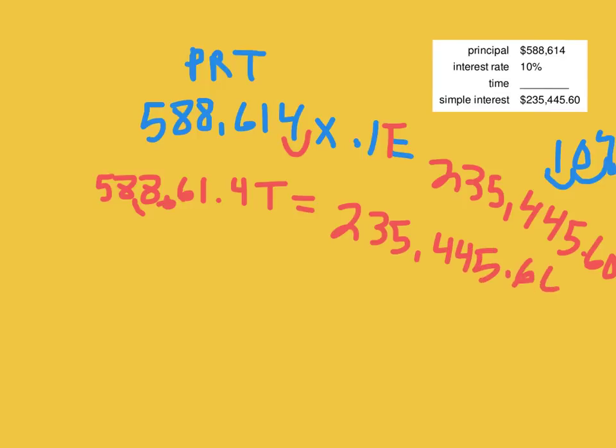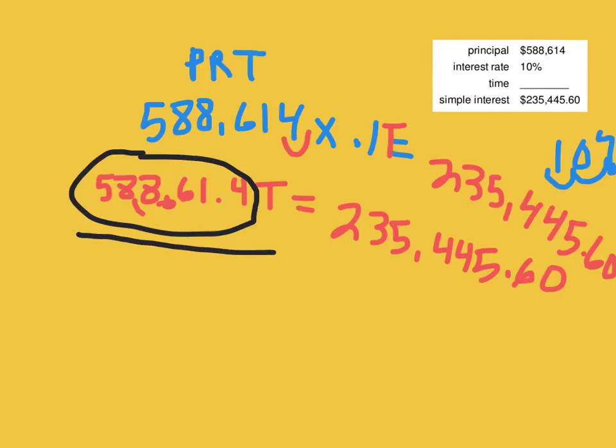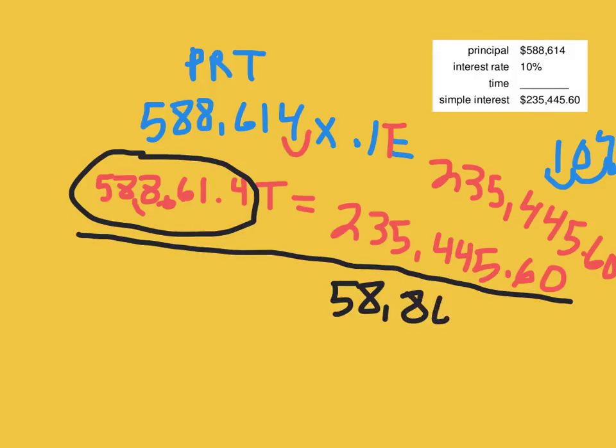235,445.60. Okay. Final step in this equation is we got to get the t alone, so I have to get rid of this number here. I have multiplication going on the left-hand side of my problem, so the opposite of multiplication is division. So we're going to divide this by that 58,861.4, 40 cents.